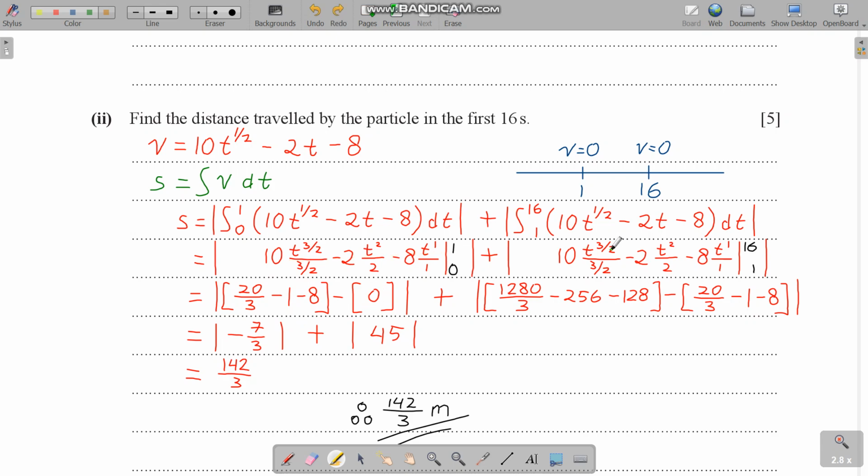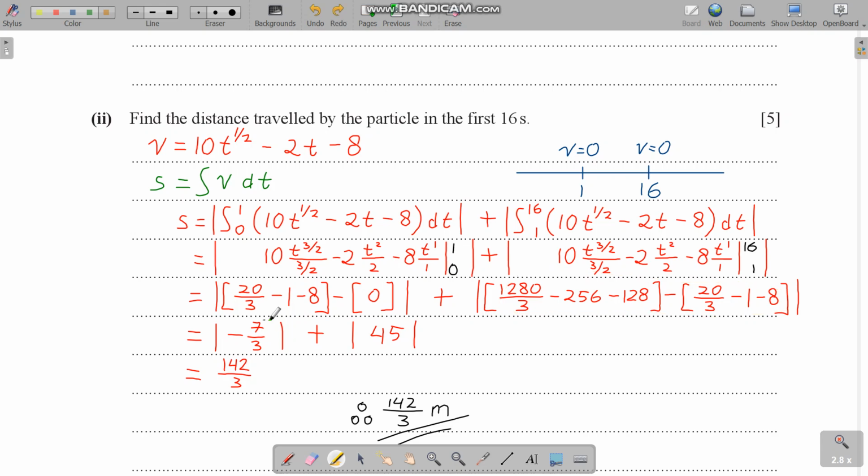And when we plug in 16, use the calculator, replace this with 16, you get this. And replace again with 16, you get this. Replace by 16, you get this. When we replace with 1, we're going to get exactly the same as this. So that's what we get. And then use a calculator again to simplify. From here we get minus 7 over 3. And from all this thing here, we have 45.